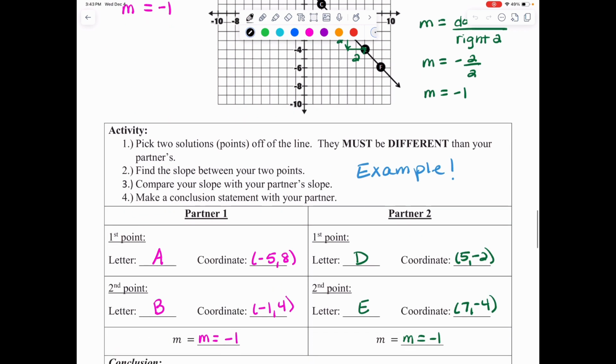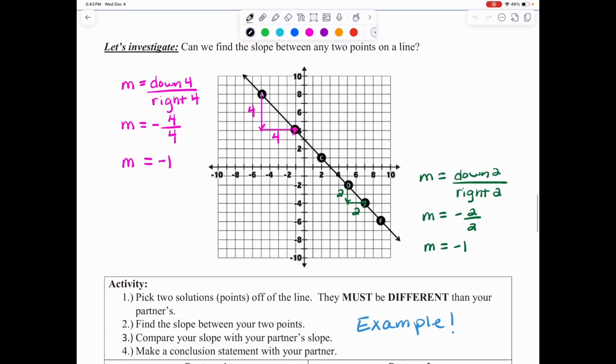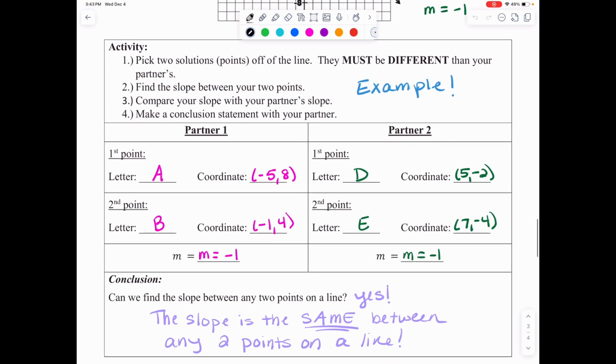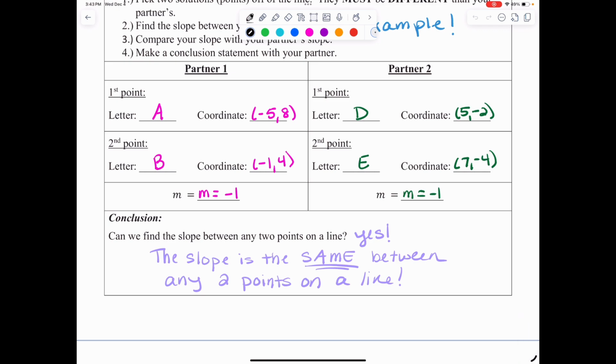Then for partner 2, I decided to pick point D and E. So that's 5, -2, and then 7, -4. And I went to the graph and used rise over run to see that I had to go down 2 to the right 2. So down 2 would be -2, right 2 would be +2, which gives me a slope of -1. So this is just an example, but as you can see, I get the slope no matter what 2 points I pick to be the same thing.